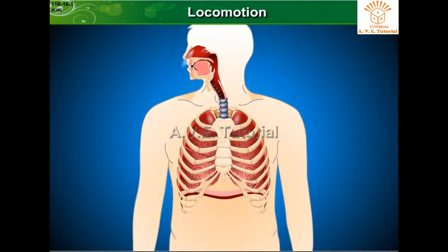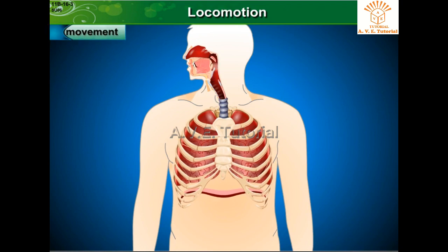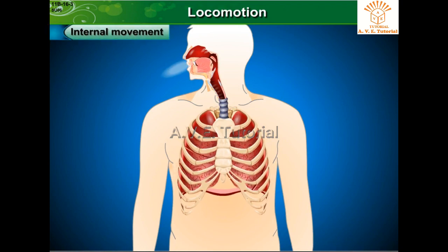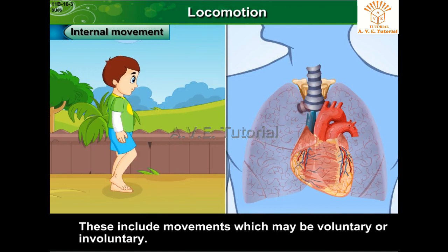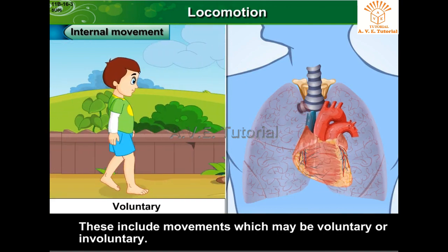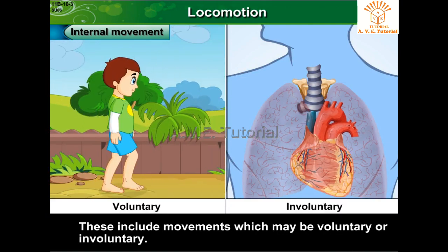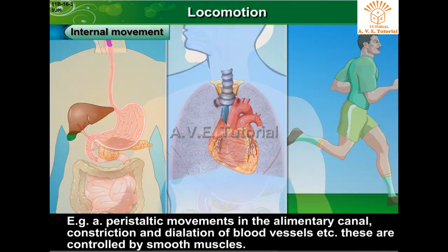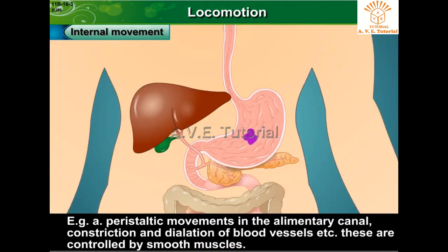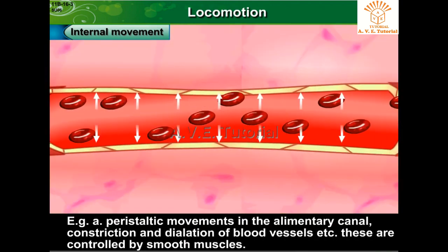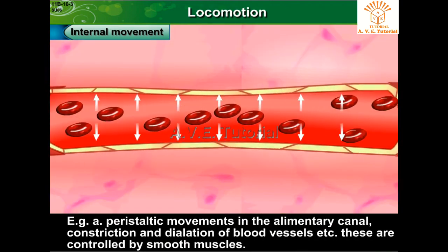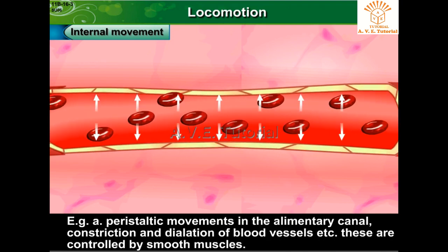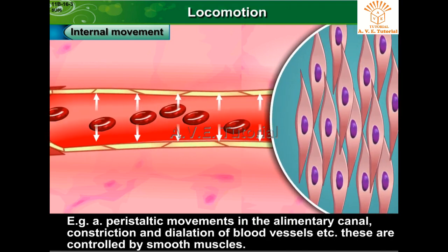Let us first have a look at internal movements. These include movements which may be voluntary or involuntary. 3 types of muscles bring about these movements. Example: A. Peristaltic movements in the alimentary canal, constriction and dilation of blood vessels, etc. These are controlled by smooth muscles.